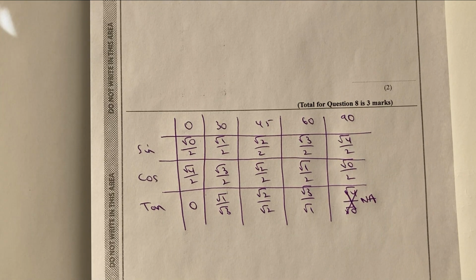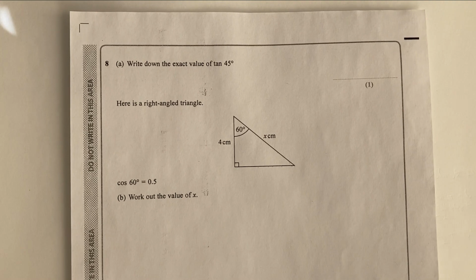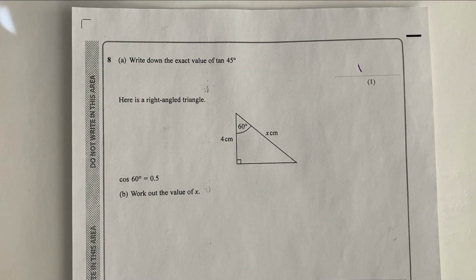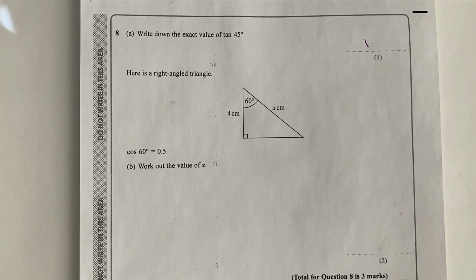Please do put a comment in if you're not sure about any of those, and I might do a separate video on it sometime. Okay, so tan of 45 degrees is 1. Then it says here is a right angled triangle. The cos of 60 degrees equals 0.5. Work out the value of x.